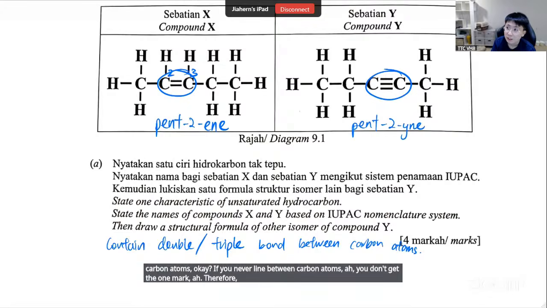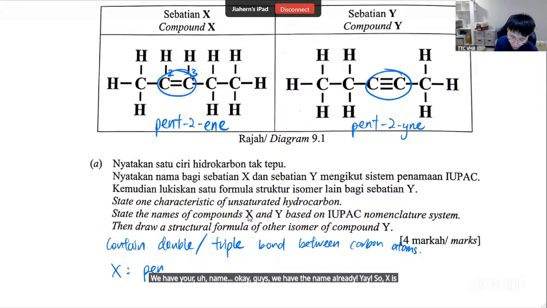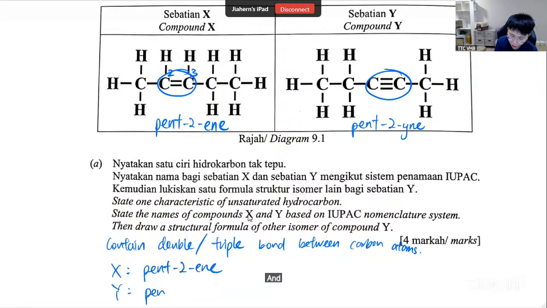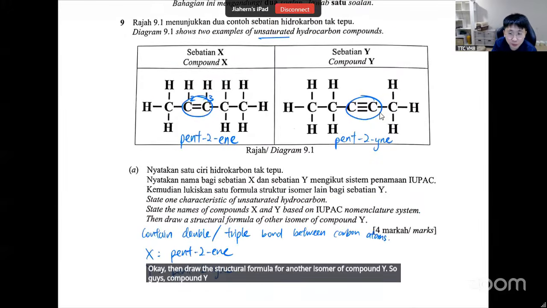Therefore, on the other hand, we have your name. Okay, guys, we have the name already. So X is pentene and Y is pentyne. Then draw the structural formula for another isomer of compound Y. So guys, compound Y, can you draw me another isomer?